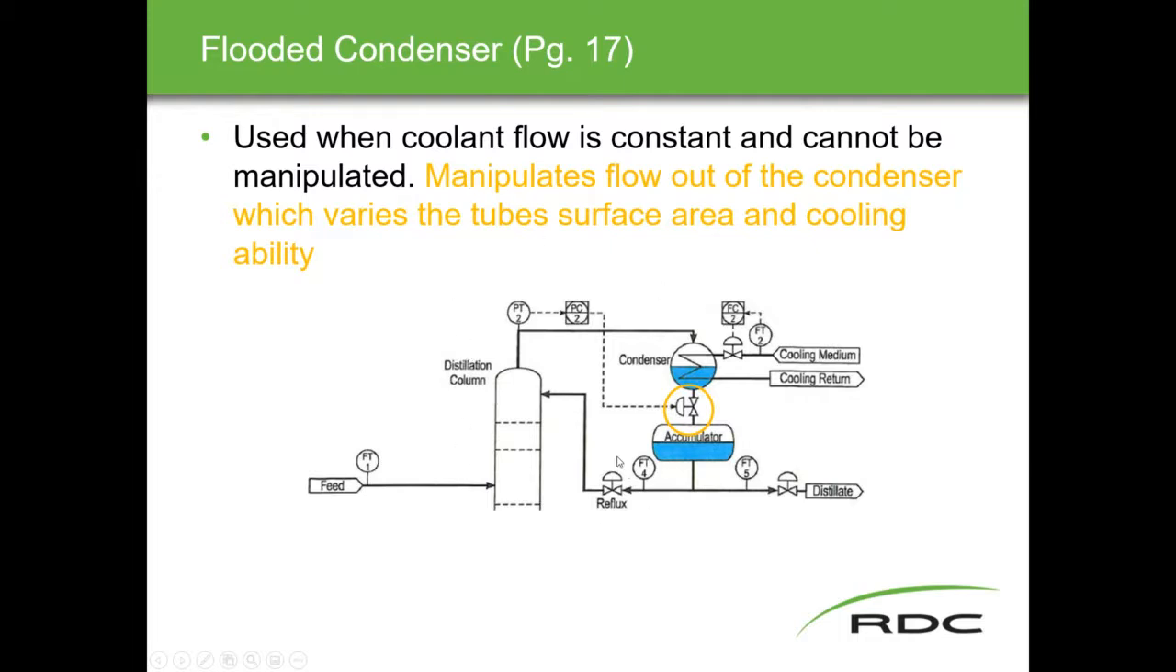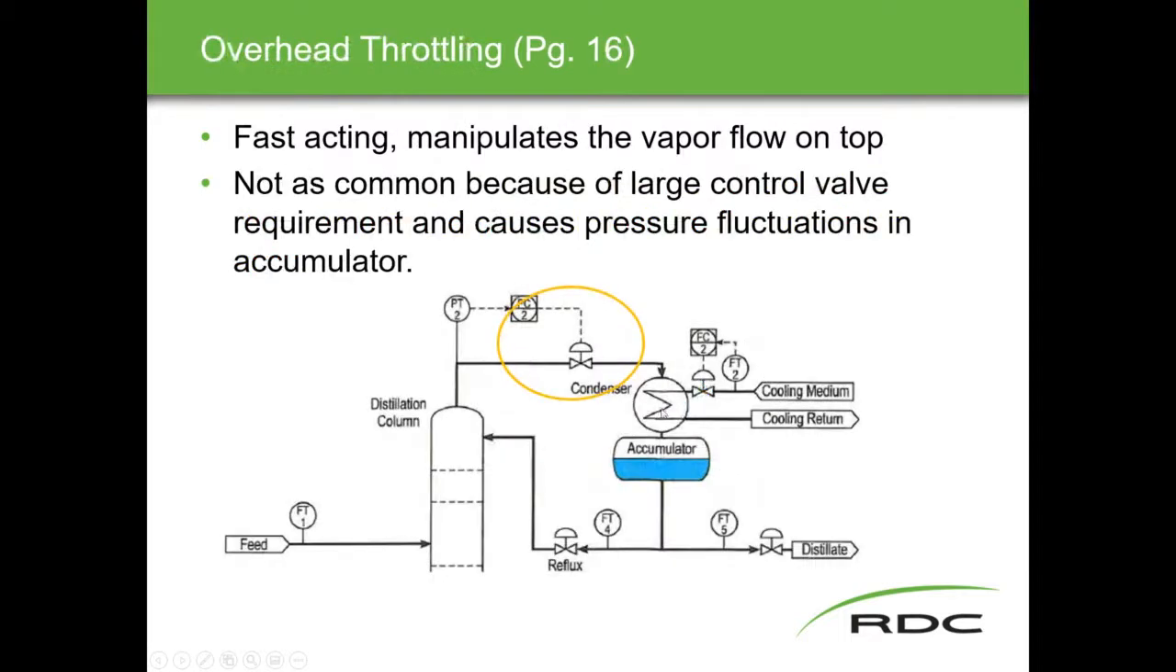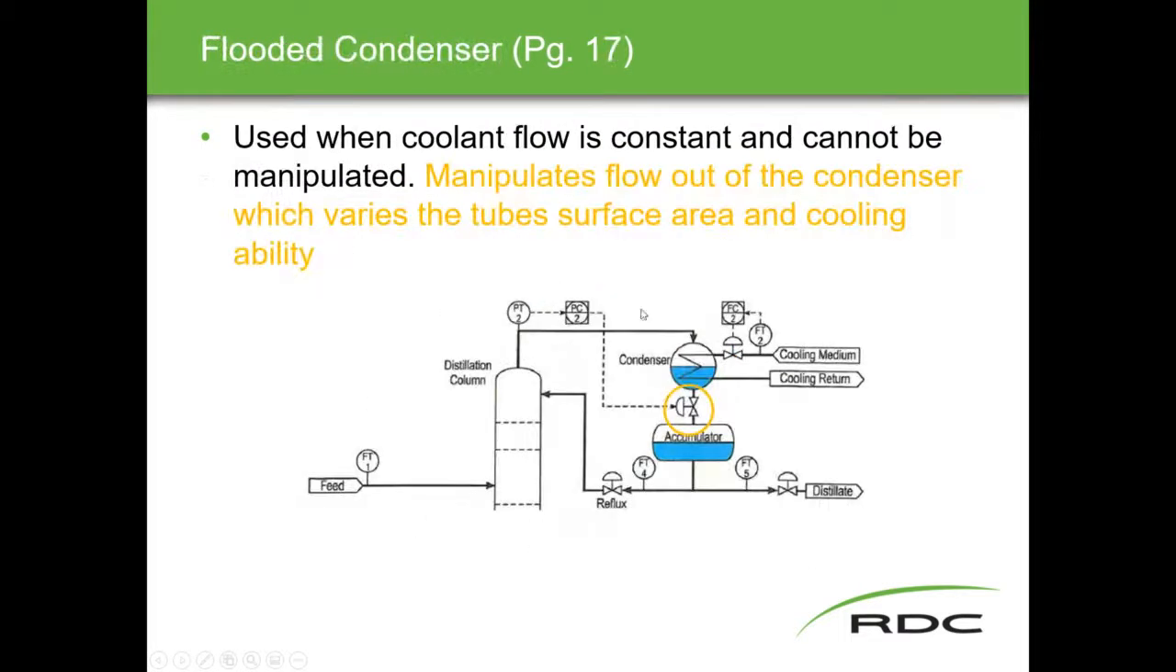How does it control the pressure? Pressure transmitter, pressure controller, valve, controlling the amount of flow that comes out of the condenser to the accumulator, which in turn gets fed either back into the column via reflux, causing a decrease in temperature or decrease in pressure. So it manipulates the flow out of the condenser, which varies the tube's surface area and cooling ability. Because it's flooded, it doesn't have the interaction between the vapor and the coils that it would have in this scenario here. So it varies this tube surface area and thus the cooling ability of the condenser.